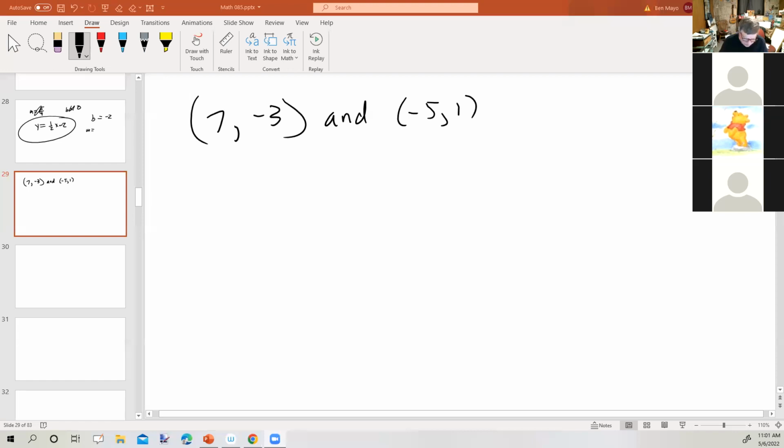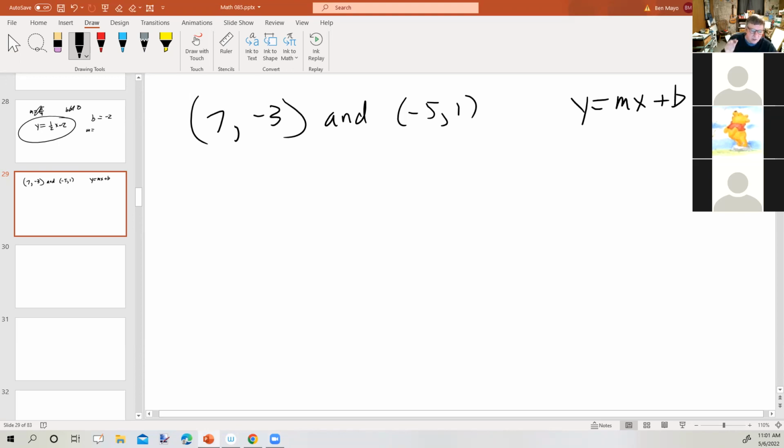So can you see my whiteboard screen now? Somebody? Yes. Thank you. All right. We're going to use these instructions. Find the equation in terms of x. So it's going to be y equals mx plus b of the line through the following points, 7, -3, and -5, 1. So I want the equation to be in that form.